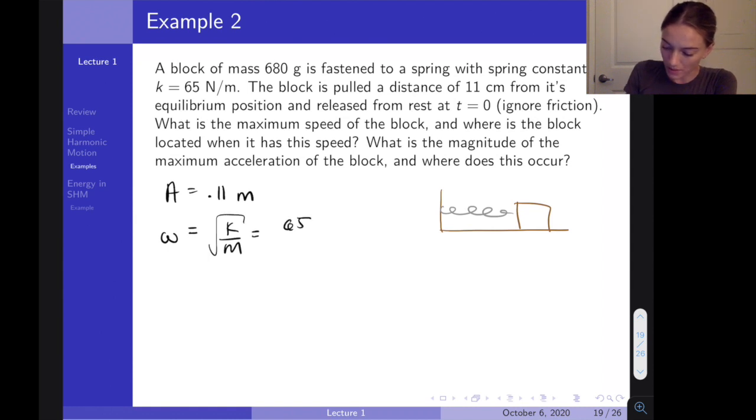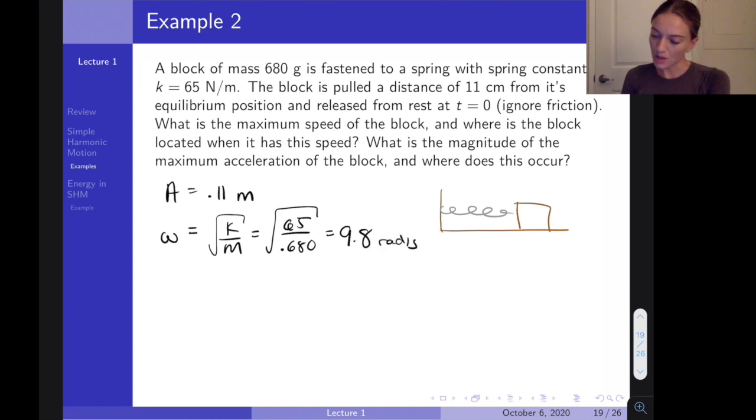So this is going to be 65 divided by 0.680 kilograms, because we want everything in standard units. So this is going to give us 9.8, so this is 9.8 radians per second. So now we can find the maximum speed and the maximum acceleration.